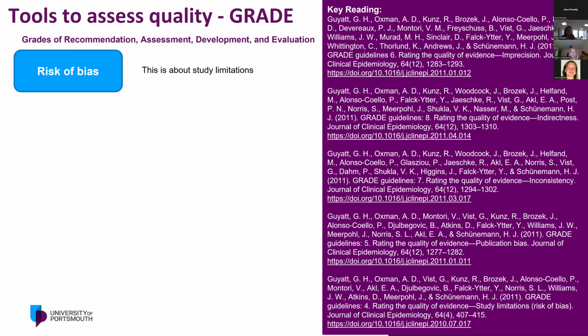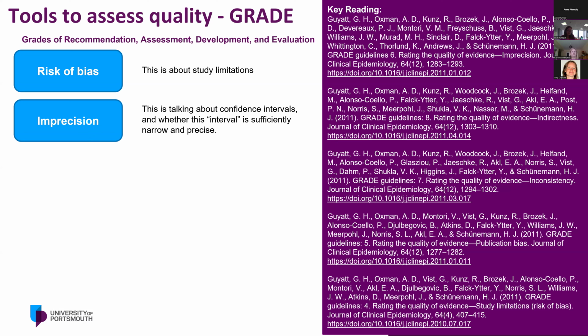So the tool uses 5 areas to grade the quality of evidence for each of your synthesized outcomes. These are risk of bias, which is already on the screen. This talks about the limitations of the studies that you've included. Then we have imprecision.